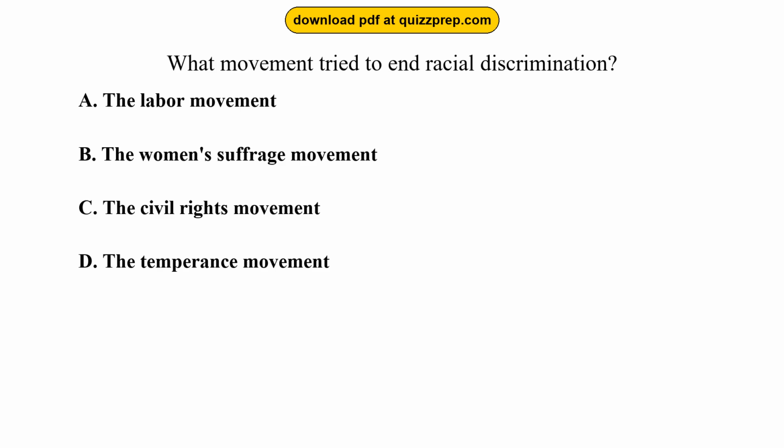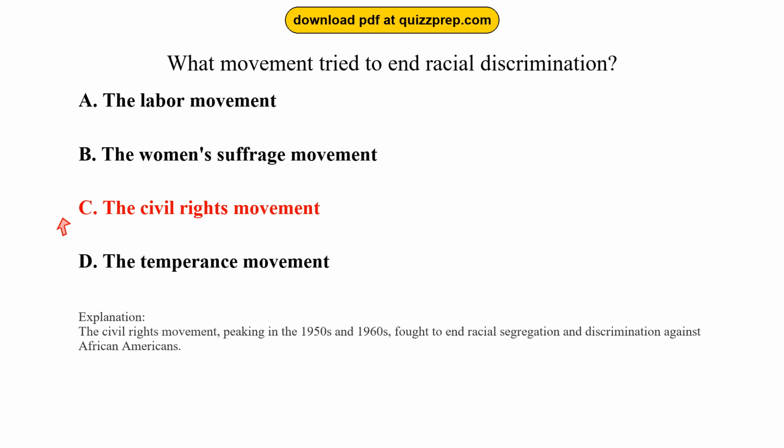Question 44. What movement tried to end racial discrimination? Option A, the labor movement. Option B, the women's suffrage movement. Option C, the civil rights movement. Option D, the temperance movement. The correct answer is option C, the civil rights movement. The civil rights movement, peaking in the 1950s and 1960s, fought to end racial segregation and discrimination against African Americans.